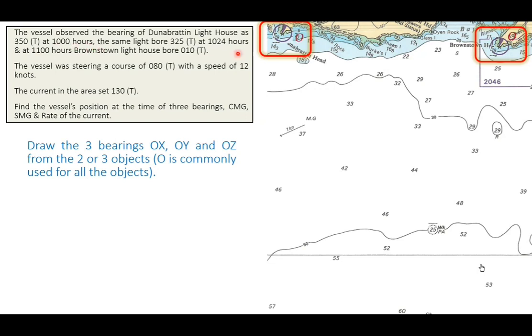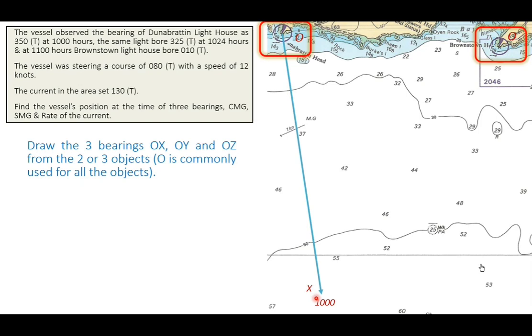The first bearing is 350 at 1000 hours. So let's name both the lighthouses as O. I plot my first bearing line on the chart. The bearing is 350 and it was taken at 1000 hours, so I mark it with the time. Let's name this bearing line as OX. You can see X is marked here. The first bearing line we have plotted on the chart as OX.